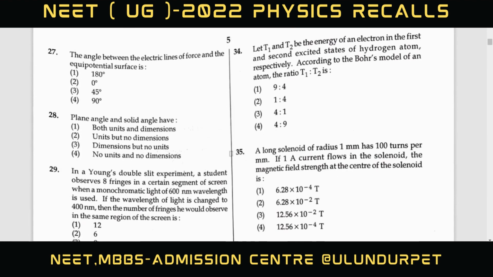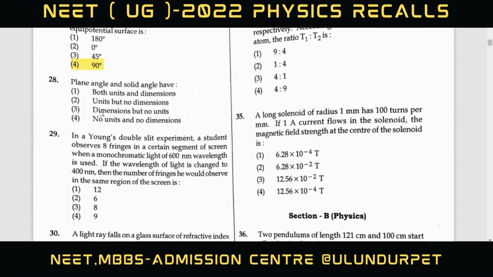27. The angle between the electric lines of force and the equipotential surface is? The answer is option 4, 90 degrees. 28. Plane angle and solid angle have? The answer is option 2, unit but no dimensions.